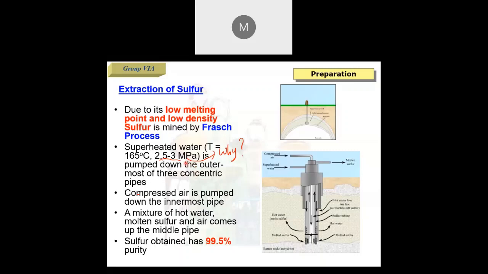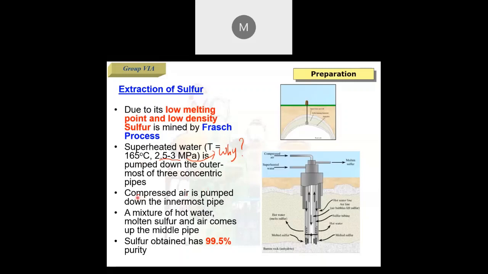Can someone tell me why we need high pressure for the superheated water? You can comment in the comment section below and explain why high pressure is needed. It is heated at 165 degrees, so what happens when the water is heated at 165 degrees? It's related to why we need a higher pressure.